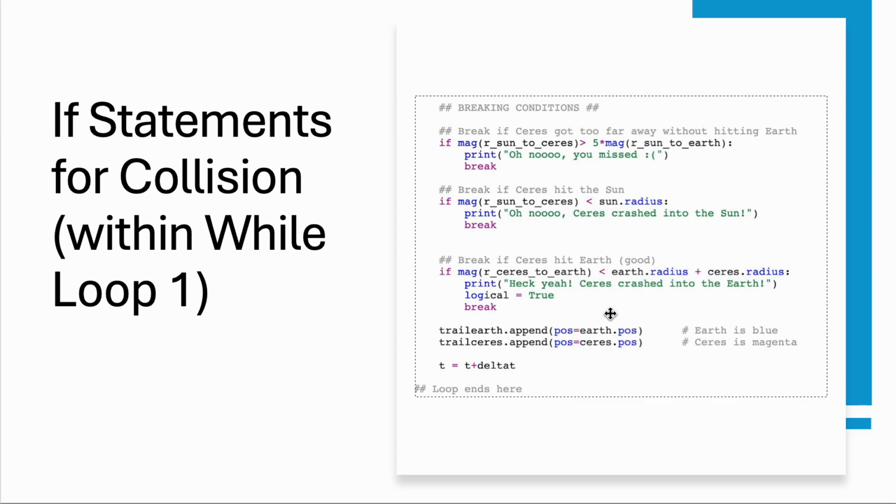This is the goal one, where if the magnitude of the distance from Ceres to Earth is less than the Earth's radius plus Ceres' radius, then that means it has actually collided. And we also say logical equals true now. It was logical equals false before. Therefore, we use this for our second while loop, which I will show in just a second.